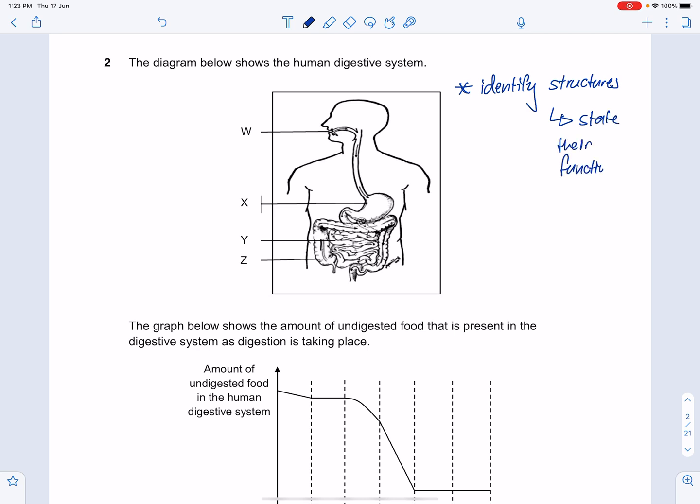For example, if I'm talking about the mouth, it contains teeth to chew and break the food into smaller pieces, hence increasing the exposed surface area to digestive juice such as your saliva for faster digestion of food. So that is one of the functions. The other function of the mouth is to secrete saliva, which is a type of digestive juice to break down the food.